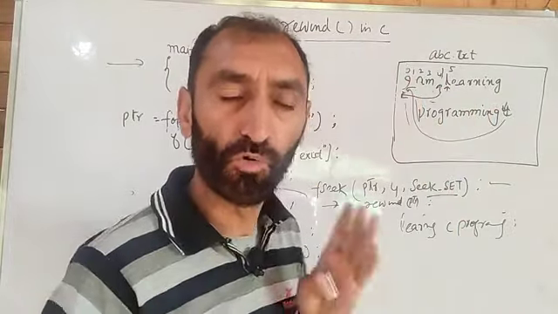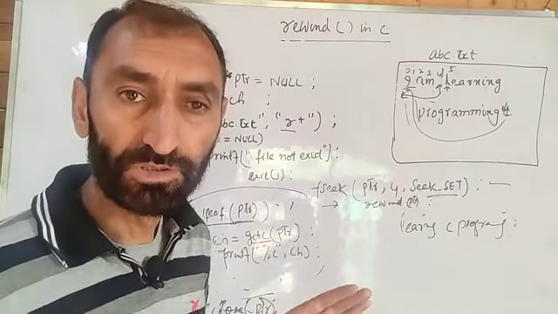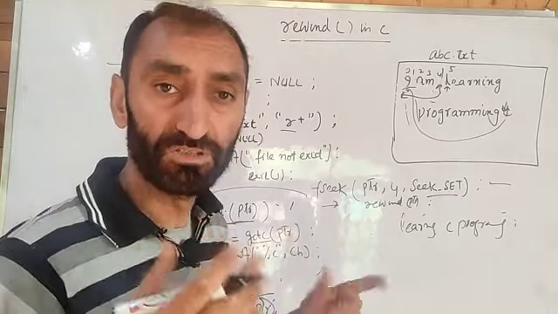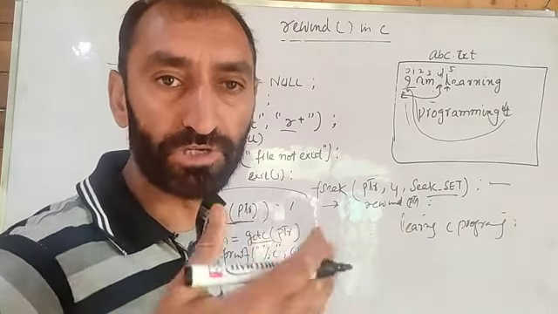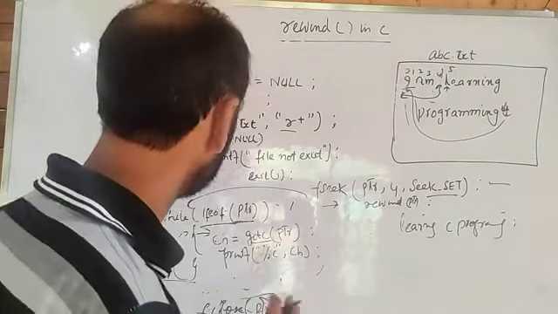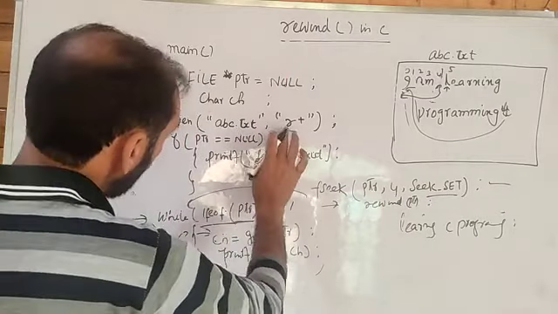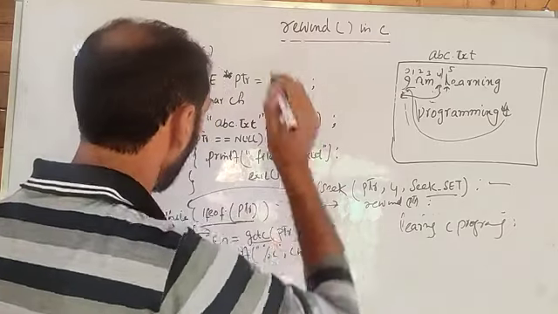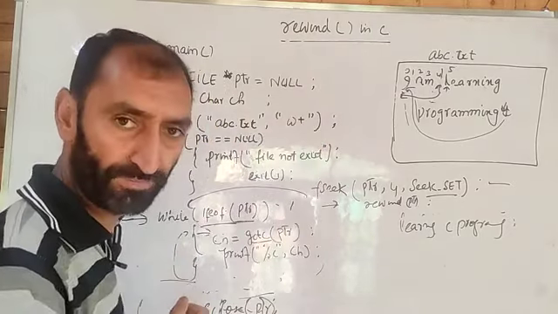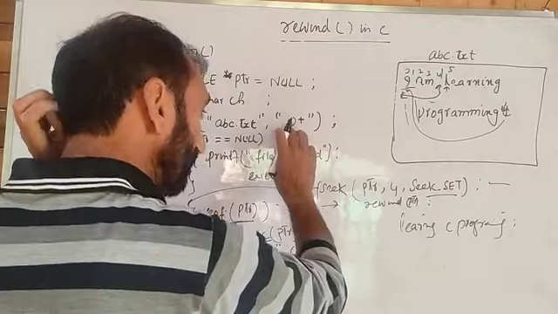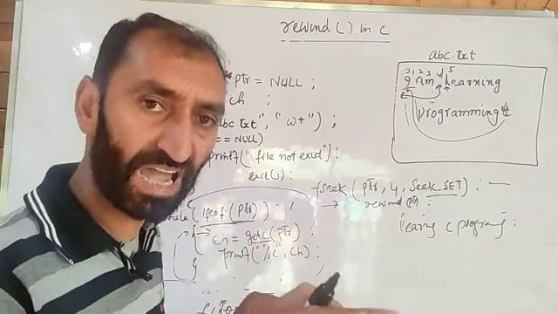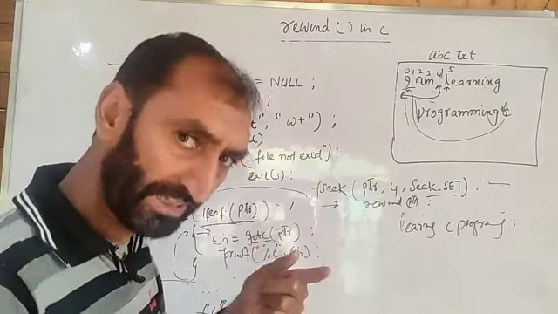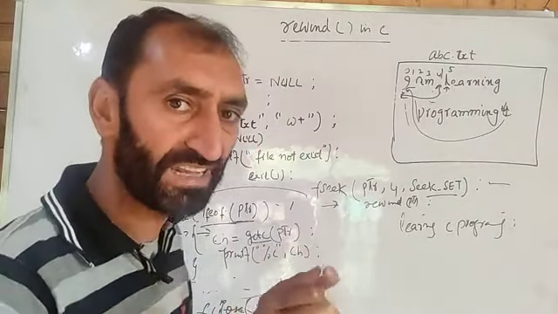Hope now you have understood the purpose of the rewind function, what the rewind function is, and how we can use it in programming. For example, if I open this file in W+ mode, what will happen? We know that if we open the file in W+ mode, the previous contents get erased. The contents which were already present in that file get overwritten.